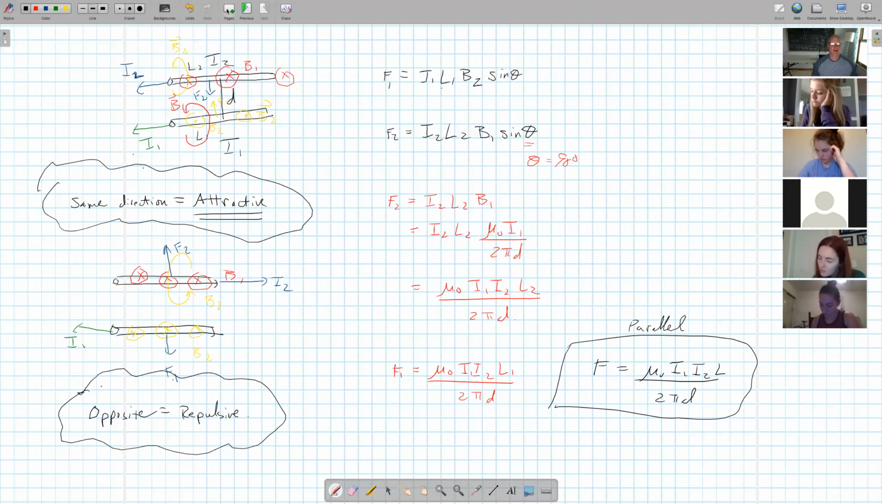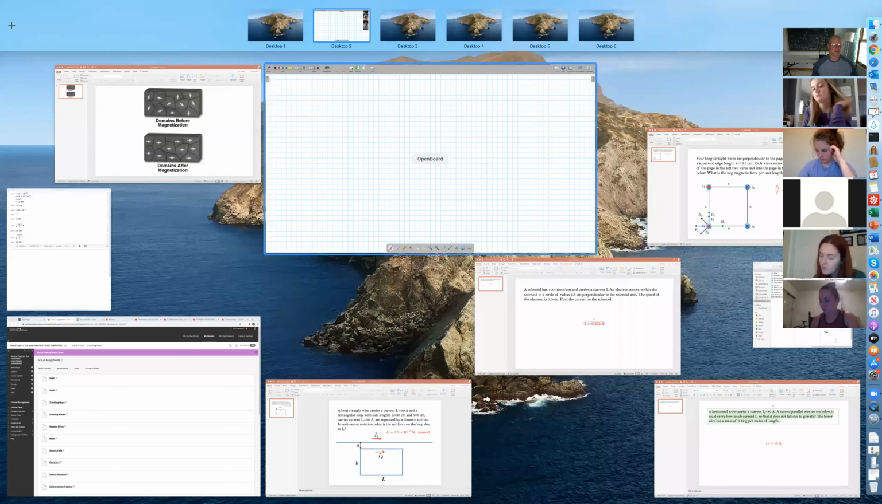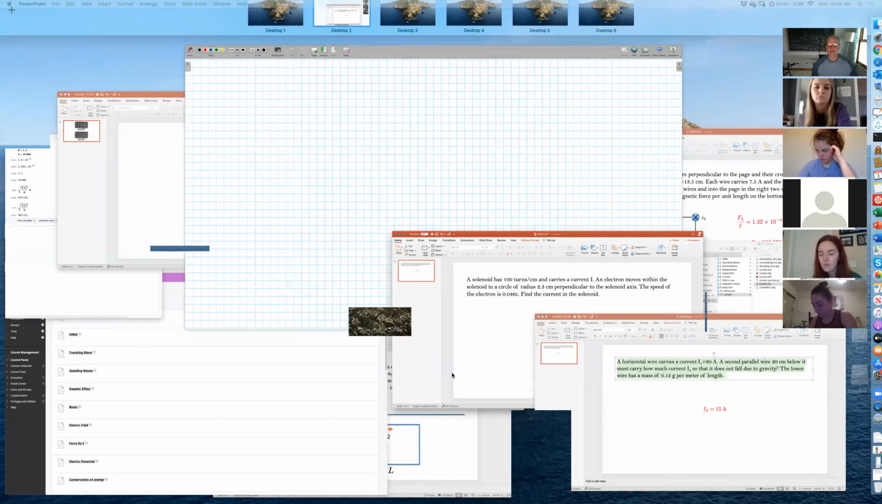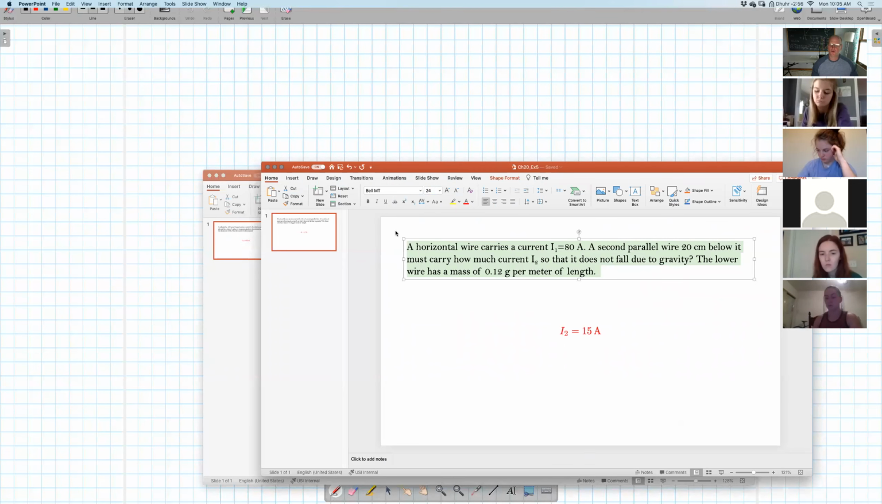Let's now do a quick example. And then we'll save the other example for tomorrow since we're kind of running out of time. This one says that we have a horizontal wire that carries a current of 80 amps, and that's going to be I1. A second parallel wire, which is 20 centimeters below the first one, carries a current I2. And it carries I2 such that it will be levitated.